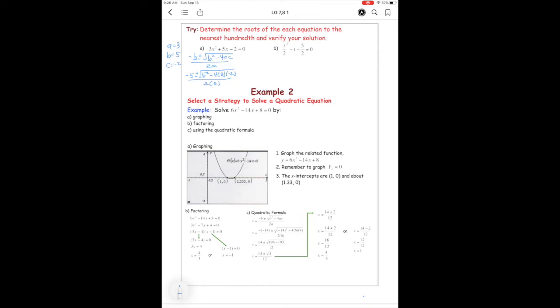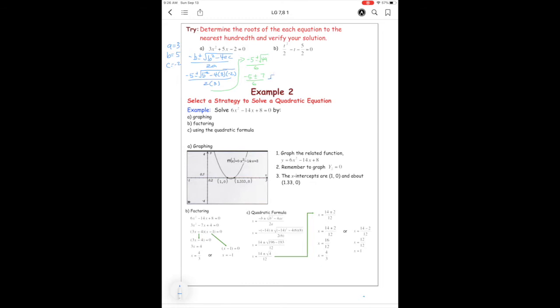All right, so just putting in those values. I used my calculator to find, and then what it came to, let's just go up here, -5 plus or minus the square root of 49 all over 6. And we know what the square root of 49 is. So that's 7.